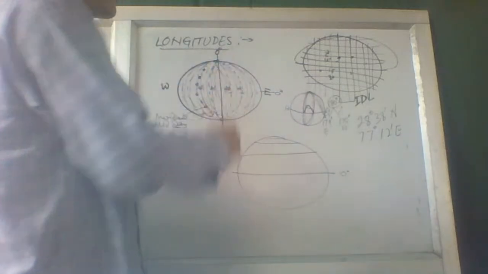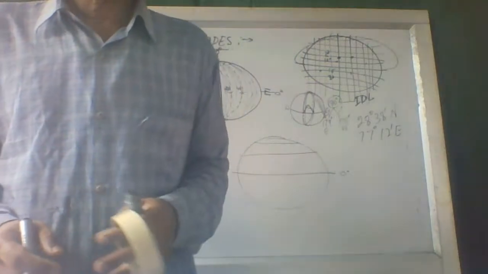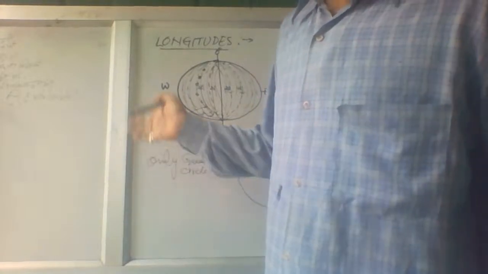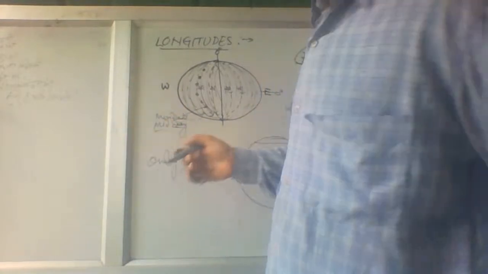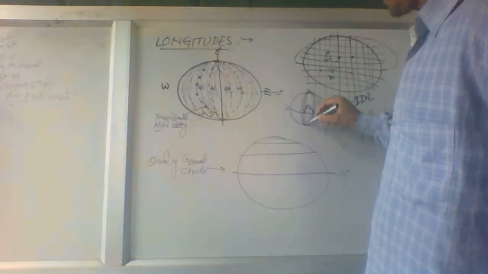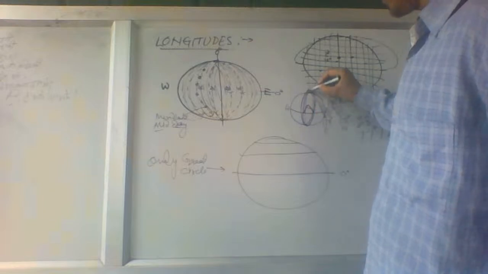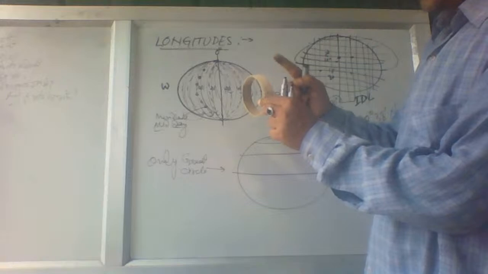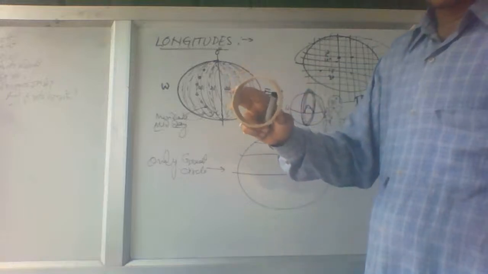all the meridians of the longitude. Two opposite meridians form a semicircle together. I have seen two opposite, this and this. What does it make? This is a semicircle, and this is a semicircle, making a complete circle. This semicircle makes a complete circle.